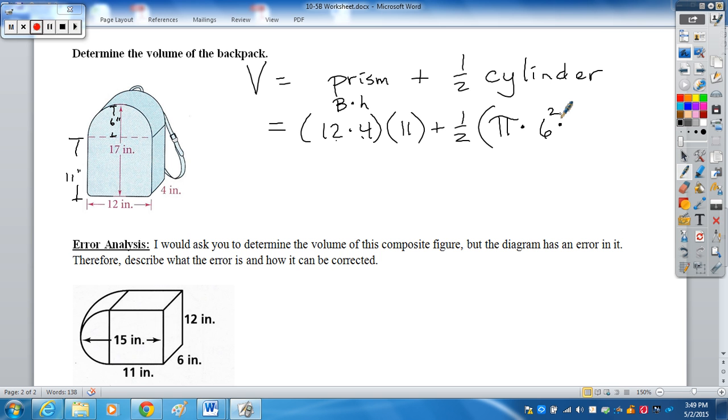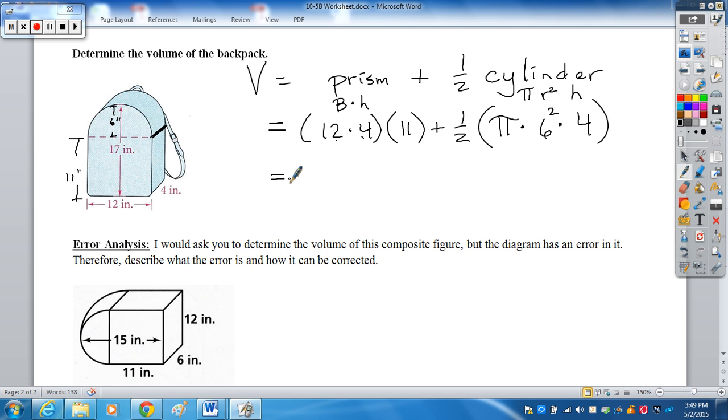Now, it's important you recognize that the base, there's one part there, and there's one part here. What's the distance between those two bases? Well, that length will be this distance right here, which is 4 inches. So again, this is pi radius squared times height. And then you just have to simplify it up.